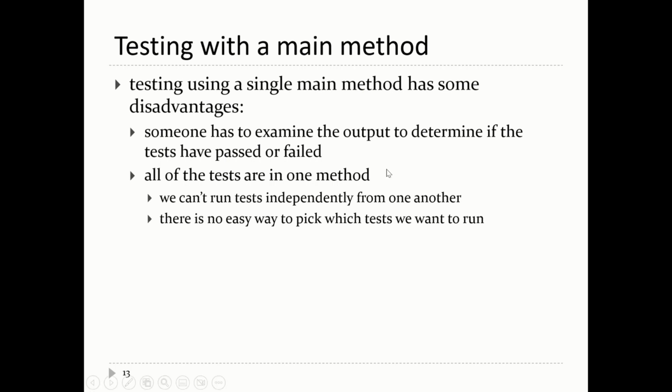If you write just one main method, then all of your tests live in that one main method. And so what's the problem with that? It means you have to run all of your tests every time. So there's no way to pick just one test and run that one test, or to pick a few tests and just run those few tests. And so there's no easy way to choose which tests actually run. There's no good way to automate this either.